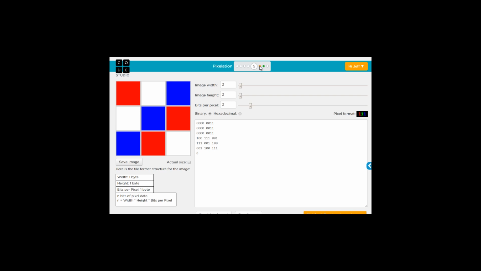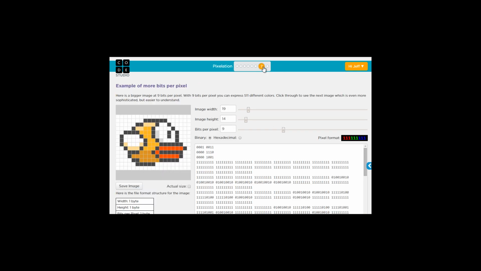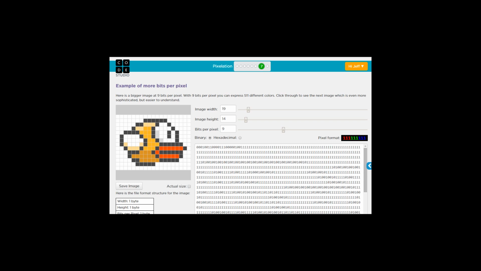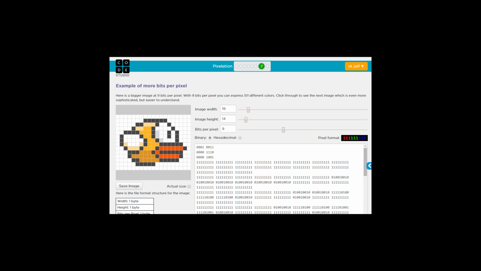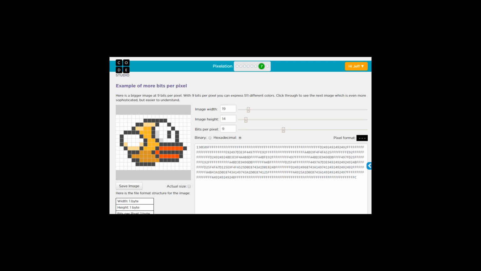So stage 6 and stage 7 I won't say a whole lot about. It's very similar here in 6, where you can have the width, height, and bits of pixel data now. You can even save the image. Here in stage 7 we have the icon of the Flappy Bird with different width and height, and now the bits per pixel is 9, so I can represent over 511 colors with 9-bit pixels. Remember, the traditional red, green, blue we looked at before had 24 bits, that is 1 byte for each of red, green, and blue.